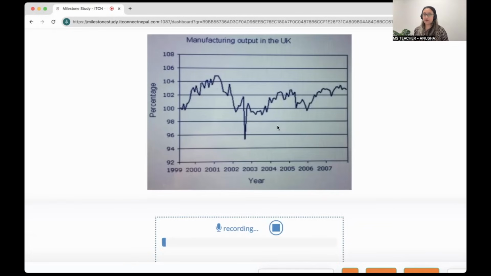This is a line graph where manufacturing output in the UK is presented. On the x-axis, we can see different years from 1999 all the way up to 2007. On the y-axis, we can see the percentage starting from 92 and all the way up to 108. It can be clearly seen that in the year 2003, or in between 2002 and 2003, it was the lowest manufacturing output with 95%, whereas in the year 2001, or in between 2000 and 2002, there was a plateau with 105%. And overall, it can be seen that the graph is erratic, or it can be said as fluctuating.